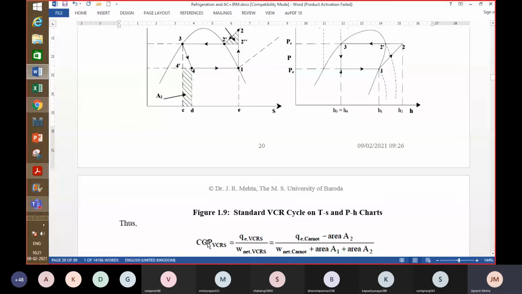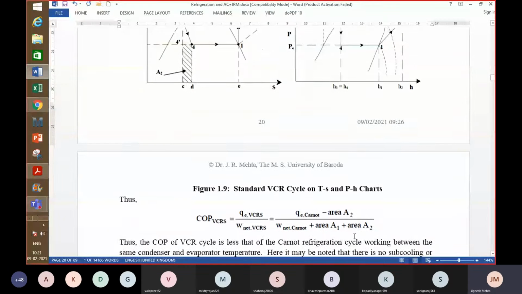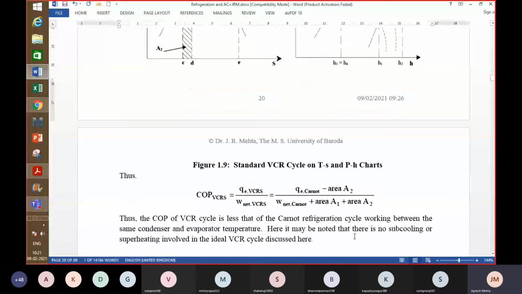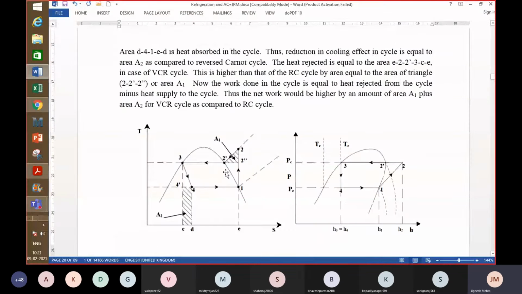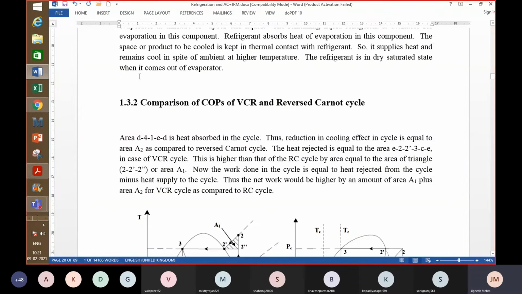So because of this, you are able to show that the COP given by the vapor compression refrigeration system is less than the COP of the reverse Carnot cycle. As you can see, the things written here, area D41ED is heat absorbed in the cycle, right?